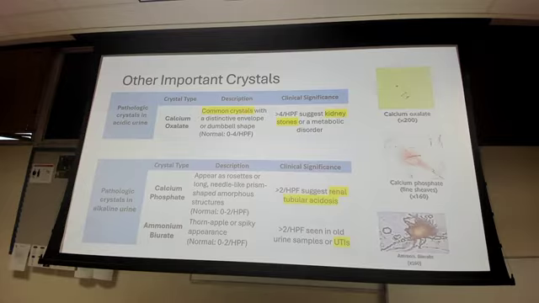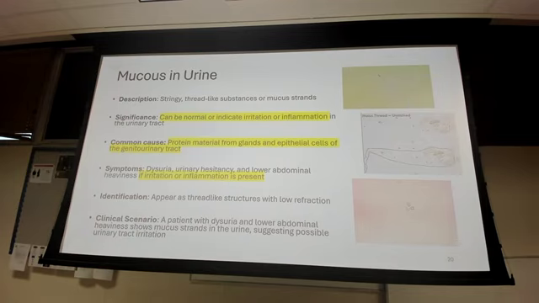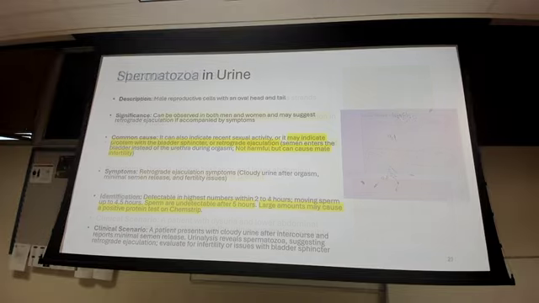Ammonium biurate, correct. Mucus does not necessarily mean there's something going on, but if there are other things, white blood cells, bacteria, red blood cells, and we see a bunch of mucus, then we're probably thinking there's some type of irritation or inflammation present with your patients.